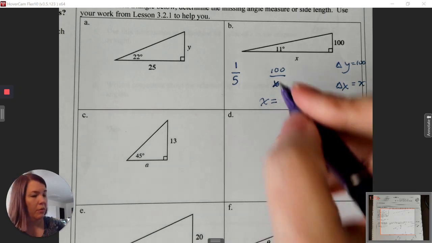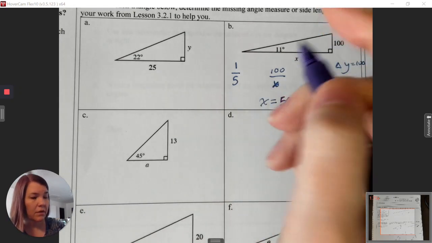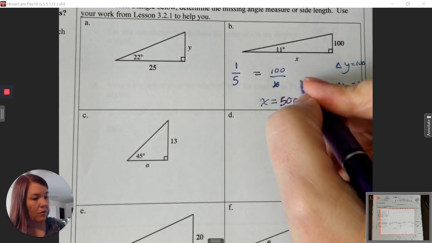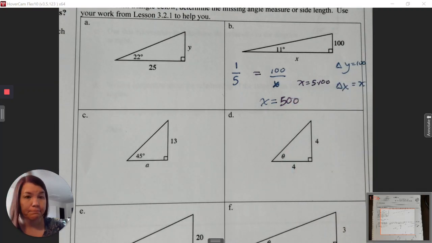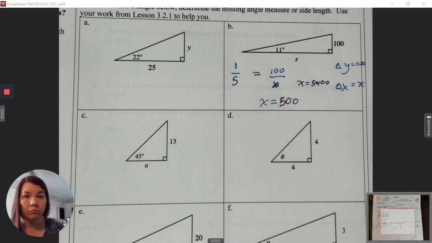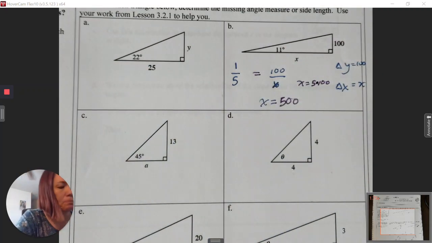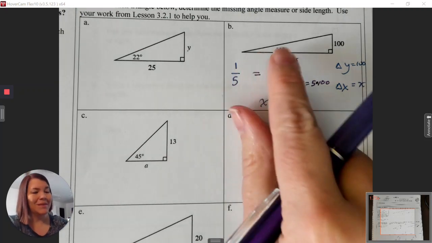I hope I agree with you when I say 500 down here. And now I can also set them equal. Cross multiply: x equals 5 times 100, or 500. Okay, so pretty straightforward. Now, what do we remember about 22, which is double?